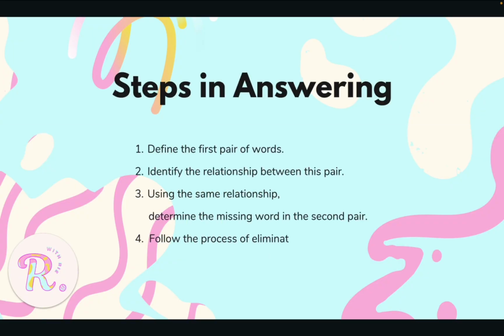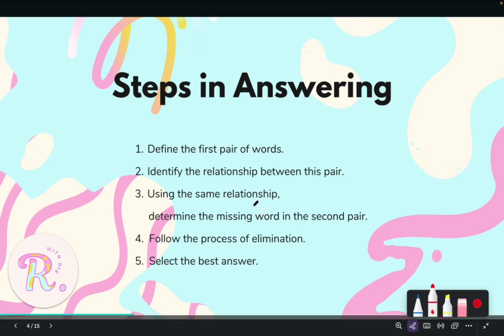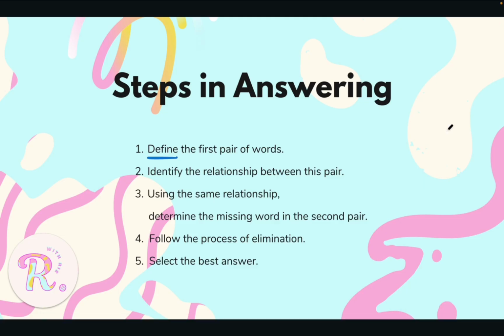So, there are 5 steps. These are my techniques in answering the verbal questions. First off, we have to define the first pair of words. So definition is essential, as in the English language, one word can mean a whole lot of things. Okay? So it's best to identify and define the first pair of words to be able to come up with the most accurate answer.